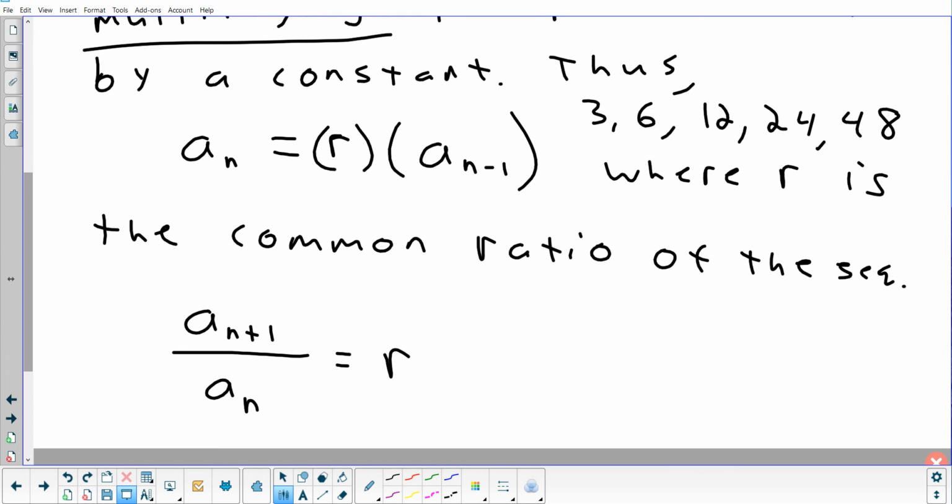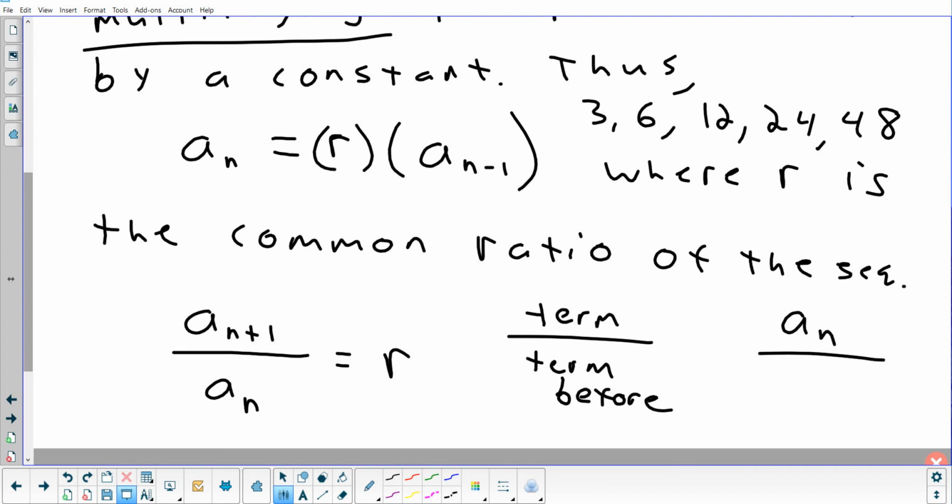Why is it a_{n+1} over a_n? Because it's the term, I mean, you could write it, so you have to basically write like this: a term divided by the term before. You can write that lots of different ways. If you want to write this as the term, that's fine. What's the one before that one? Oh, a_{n-1}. Okay. So you can write it that way too. That would mean the same thing. The concept is take a term and divide by the one before it.